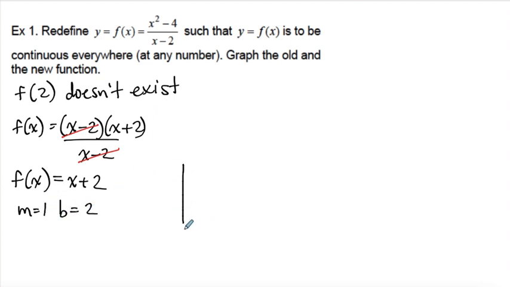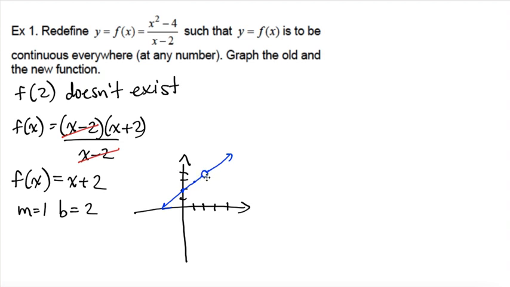So if I was to graph this function and I wanted a quick sketch, I would have a y-intercept at 2, and I would go up. So up 1 over 1, up 1 over 1, and this is where a hole would be at x equals 2. And then I would keep going. So it would be a diagonal line that continues in both directions with a hole at x equals 2.